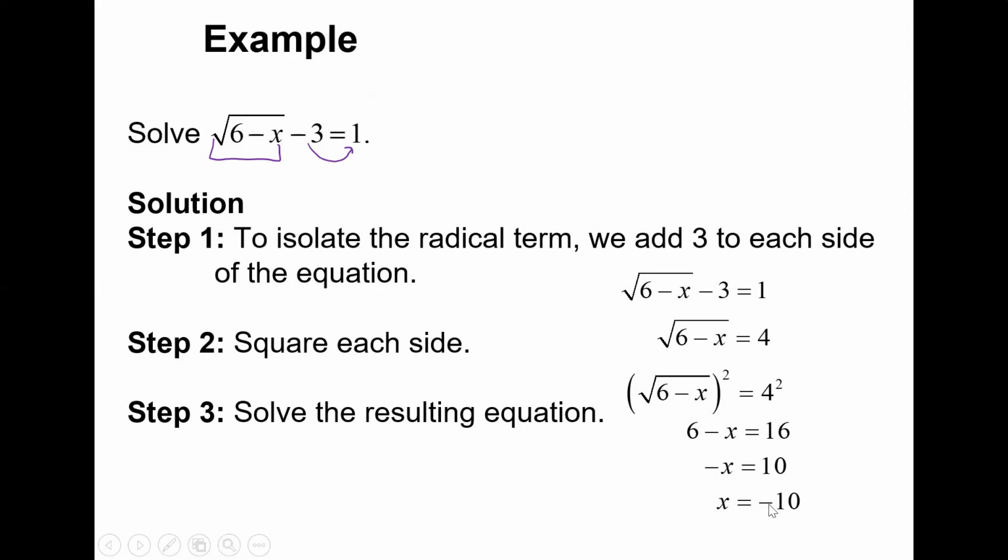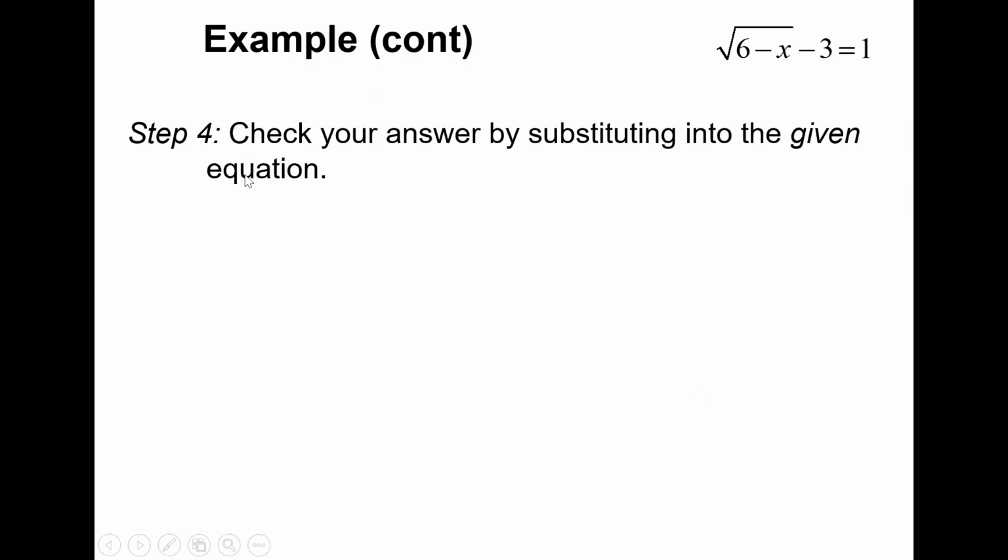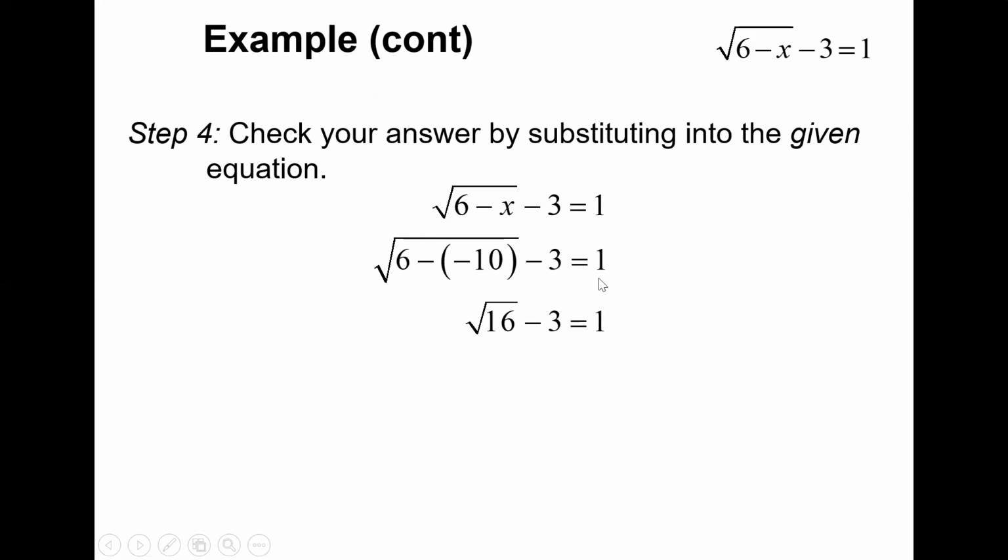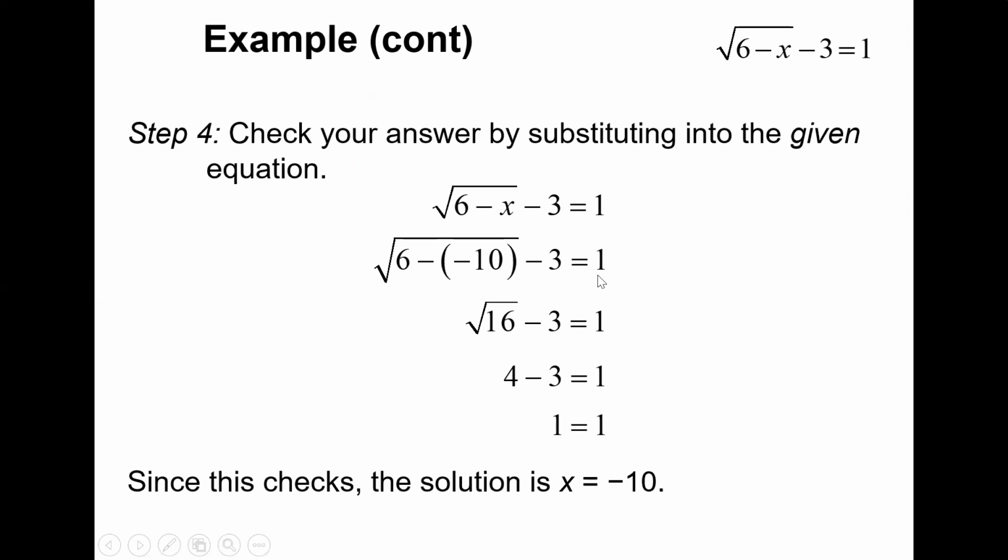Now what we need to do is check and see if that works in here. So going back into our original equation, plug in negative 10. 6 plus 10 is 16. The square root of 16 is 4. Minus 3 is 1. And it checks. So that means the solution is x equals negative 10. All right, let's pause there and come back for some more.